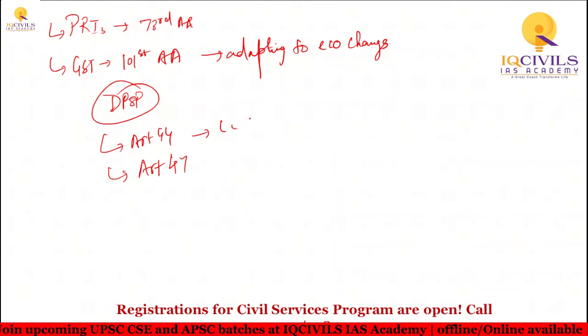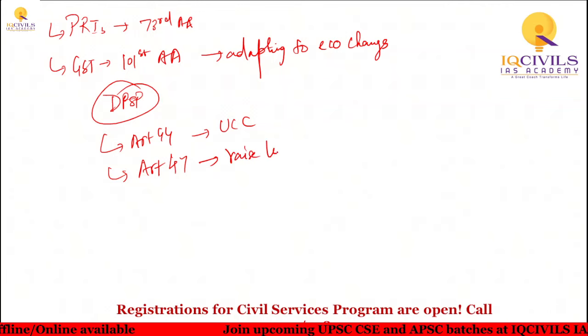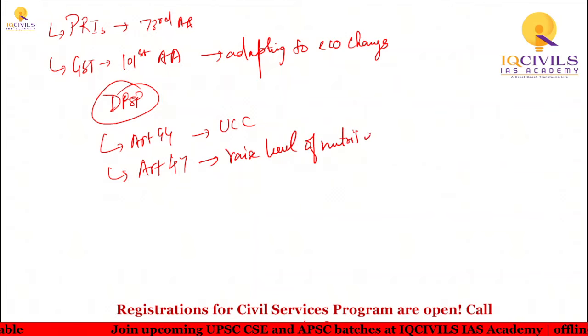This is related to UCC. Then article number 47, which is also very important, says that to raise the level of nutrition and standard of living of the people, as India became the fifth largest economy in the world. So this talks about raising the level of nutrition and standard of living.